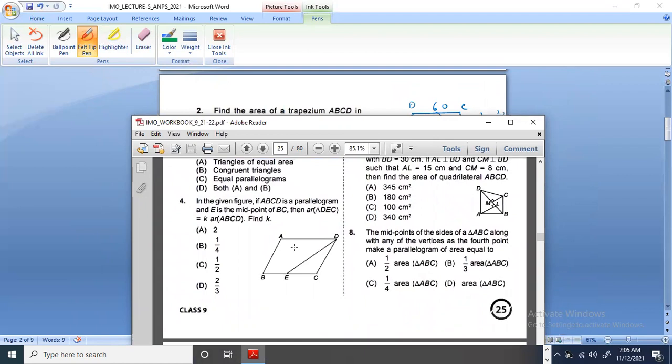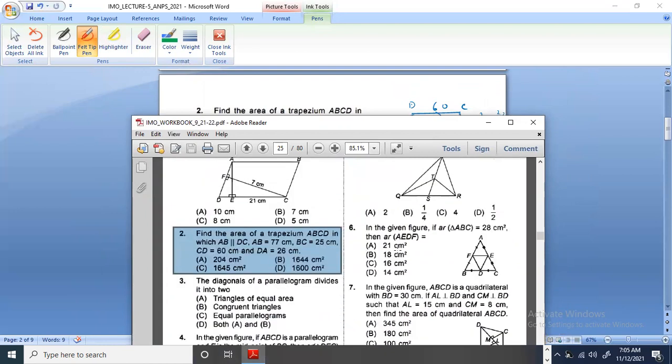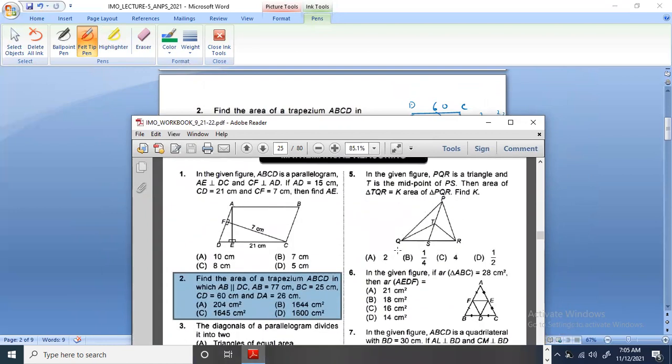Next, question number 4. We have solved this kind of sum in our regular classes, so we are not doing question number 4. Let us see question number 5. Question number 5 looks promising. Let us do this.